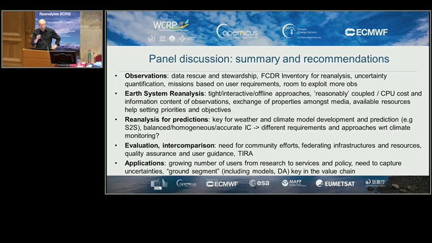Another point was that the ground segments, infrastructure, model development and data assimilation are still important to keep in the value chain and to support and resource. Otherwise, there won't be any application down the line.